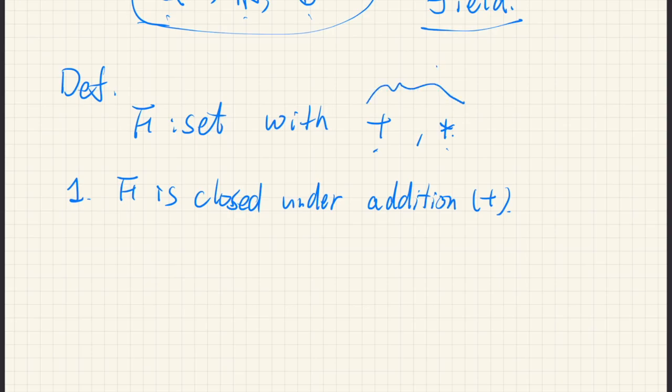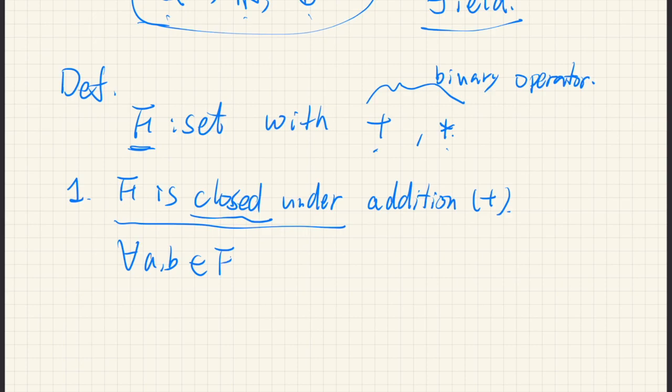Meaning it operates on two elements of this set F. So what closed means is the following. For any elements A, B of this set F, if we apply this operation on these two elements, then the result is still within the same set F. So in this sense, the set F is closed under addition.